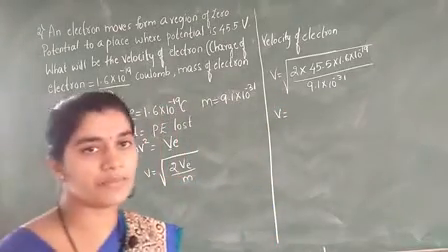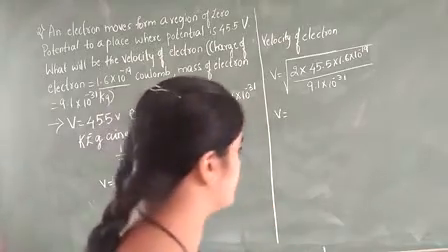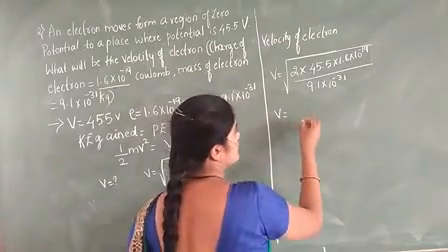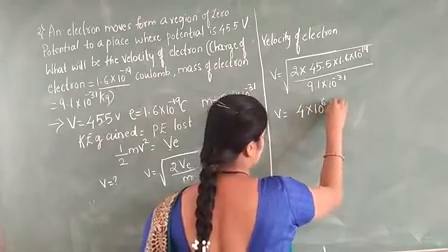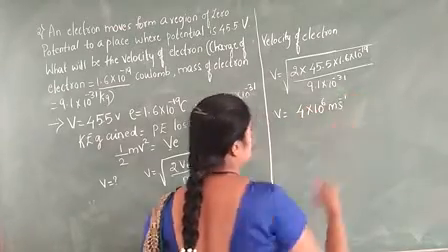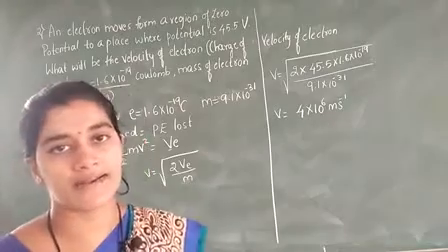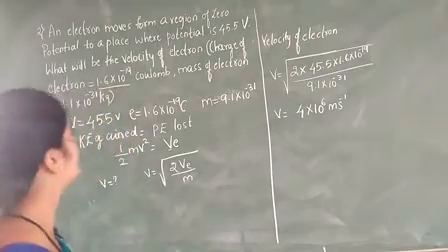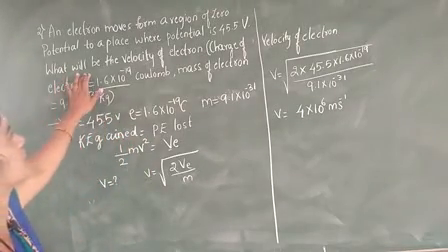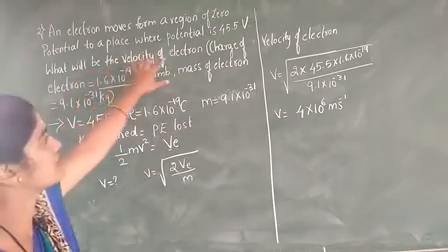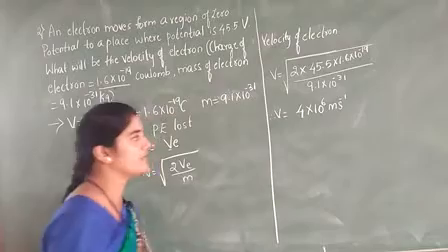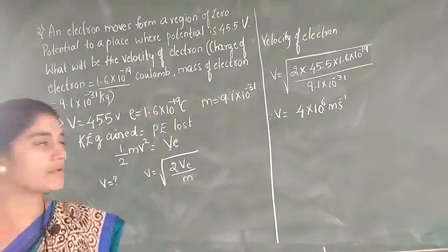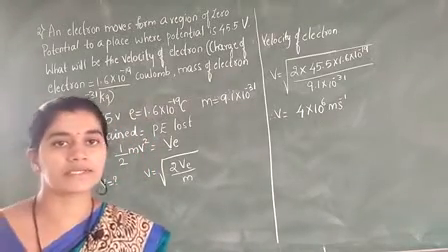Now, the calculation part of v, we are getting the answer as v is equal to 4 into 10 raised to 6 meter per second. Therefore, according to the question, we have to find the velocity of the electron. Therefore, the velocity of the electron v is equal to 4 into 10 raised to 6 meter per second.